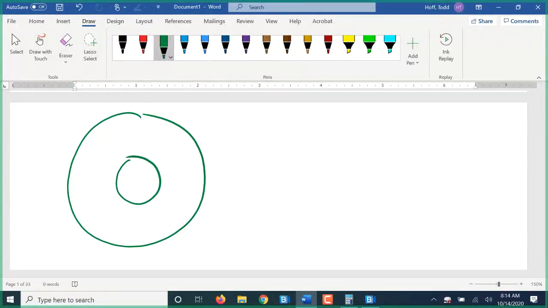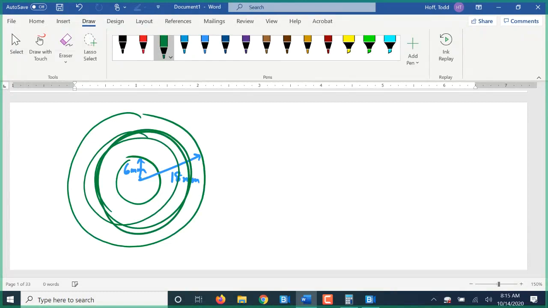Let's look at the area of a washer here. If our large diameter is 18 millimeters and our small diameter here is, let's go with 6 millimeters. Find the area of this washer. I'll give you a minute or two and then we'll go over that.